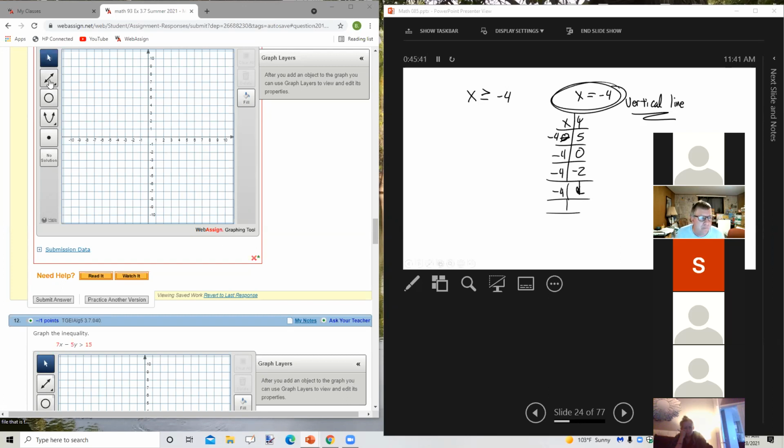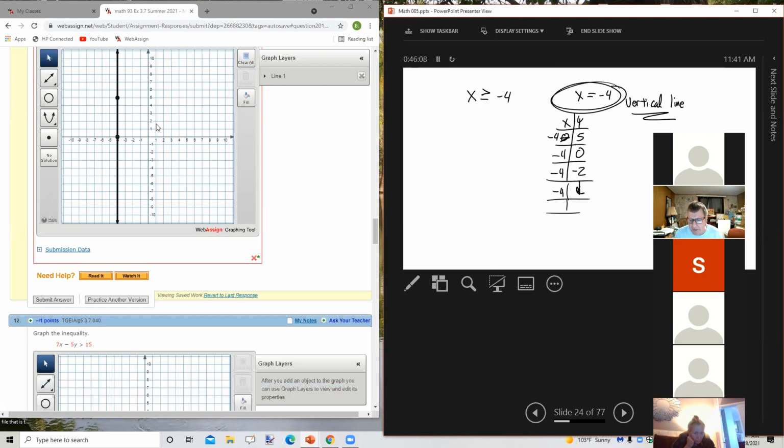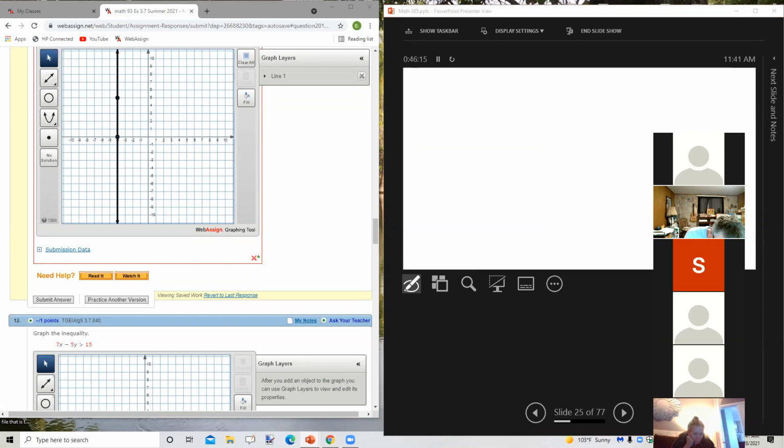So over here, we've got x is -4, y is 5. x is -4, y is 0. What do we get? We get a vertical line. All points on a vertical line have the same x value. Now, what does this say? It says x is greater than or equal to -4. So is the line going to be solid or dotted? Solid, because it includes the equal part.